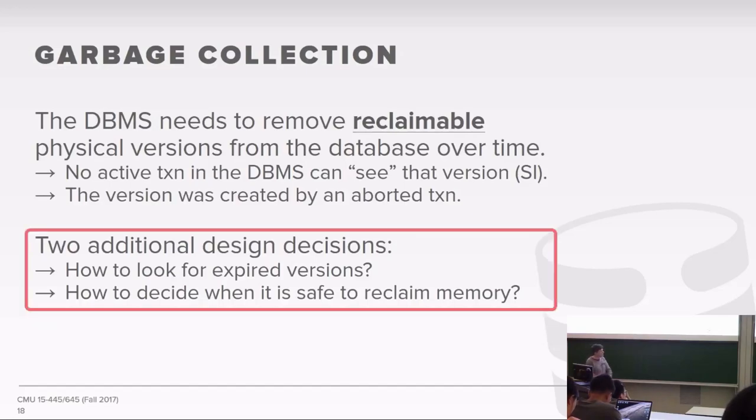So the two design decisions we have to deal with are how we're going to look for expired versions, and how to decide when it's safe to reclaim storage space or memory. There are other decisions like how often you should run your garbage collection, and all the same standard issues you would have in the JVM and other memory-managed languages apply here. If you're too aggressive on garbage collection, yes, you're going to free up memory, but you're going to burn cycles and slow down the regular workload. But if you're too lax, then at some point you're going to have a big pause because you've got to go through and clean things up, because you're running out of space.